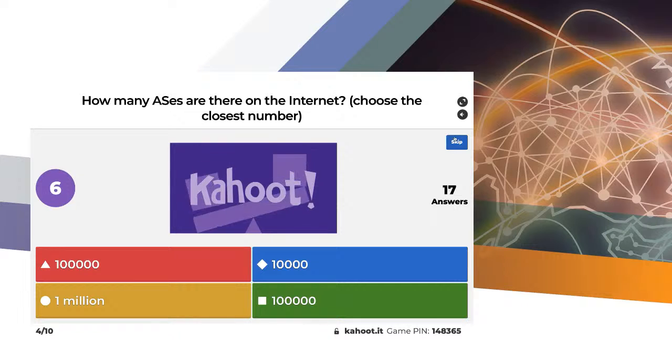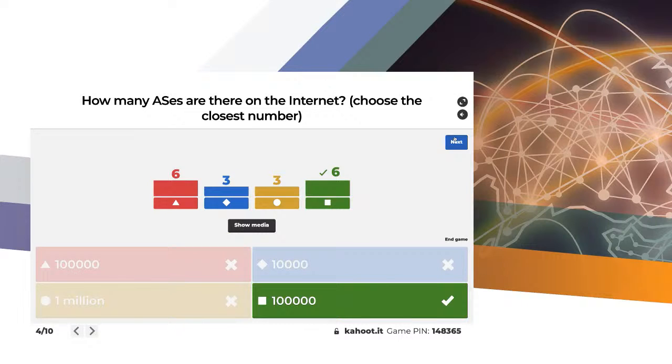Is it that first number? Is it that second number? Is it the third number? Or is it 1 million? I can't read these numbers. They're so difficult. Is it 100,000? Yeah. There's 2 times 100,000.